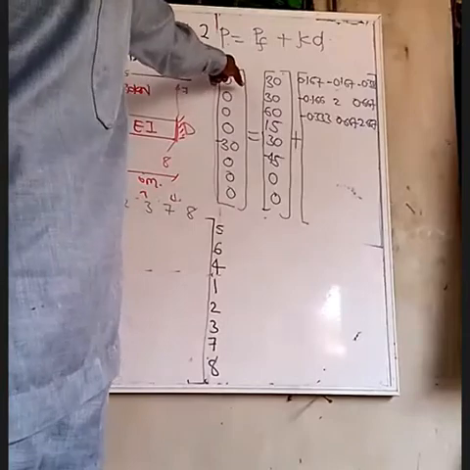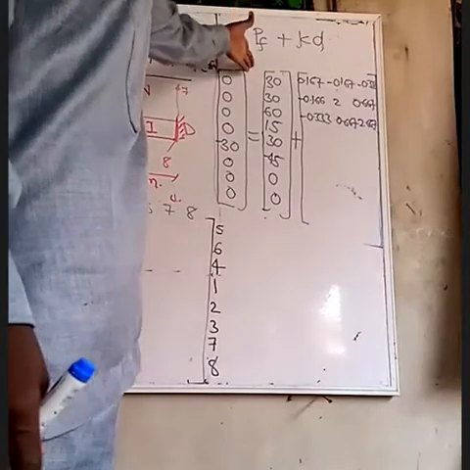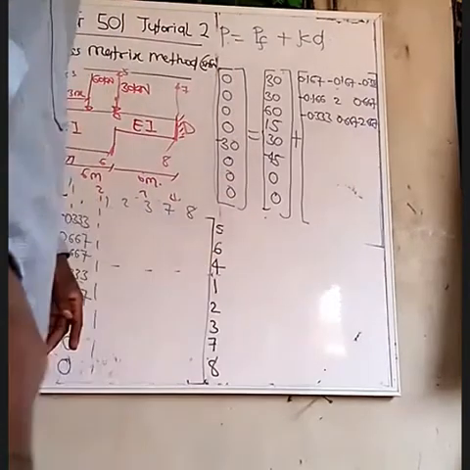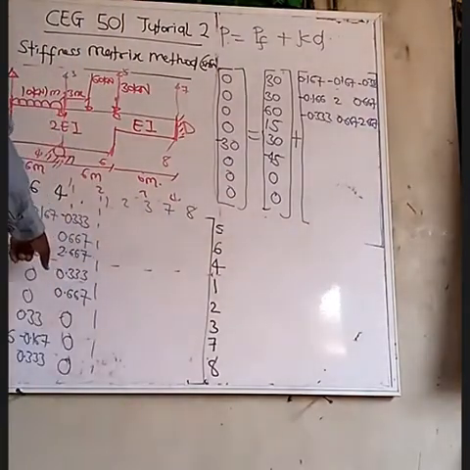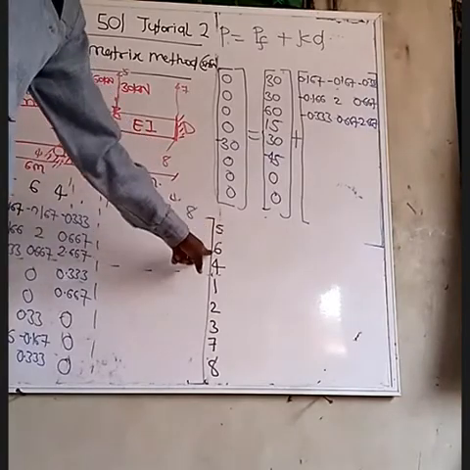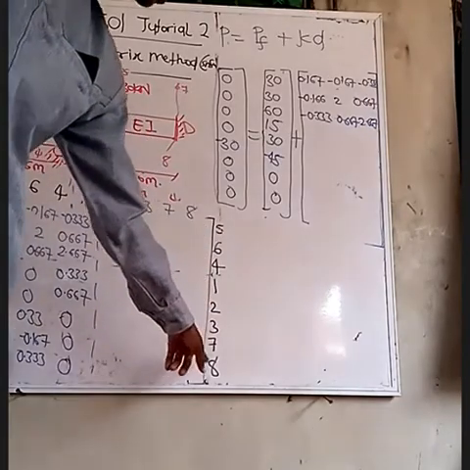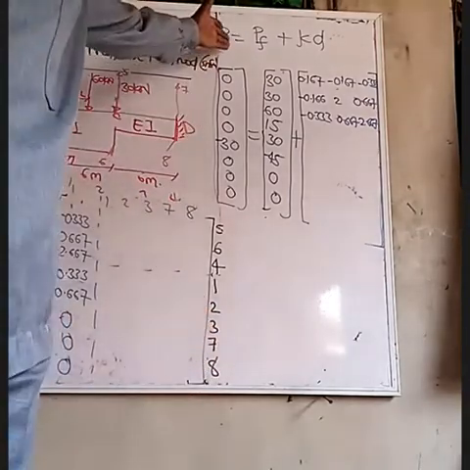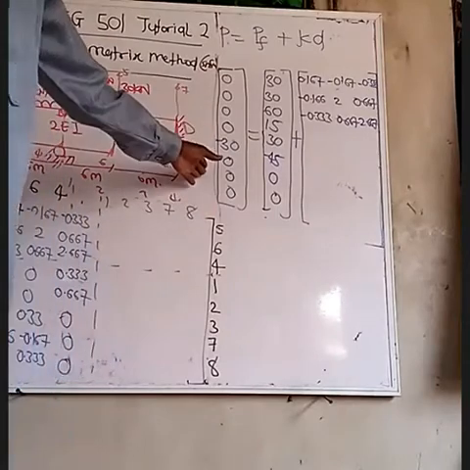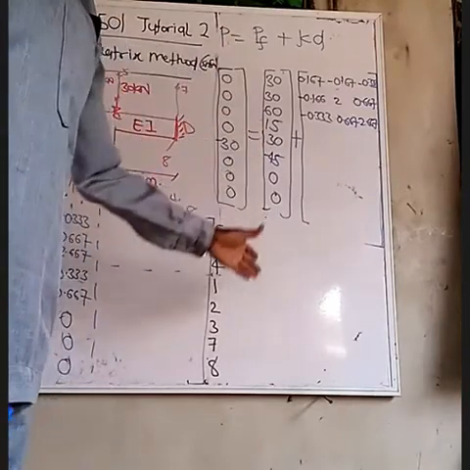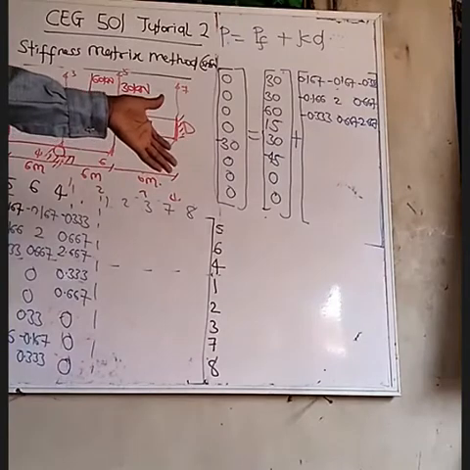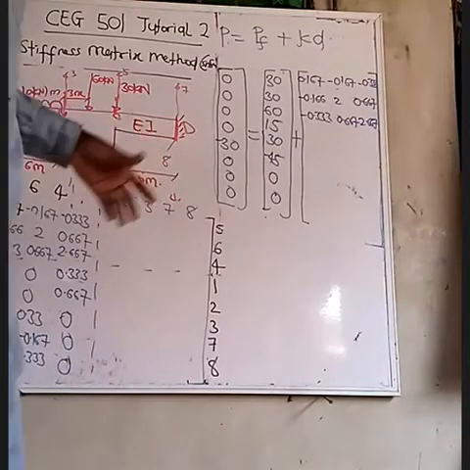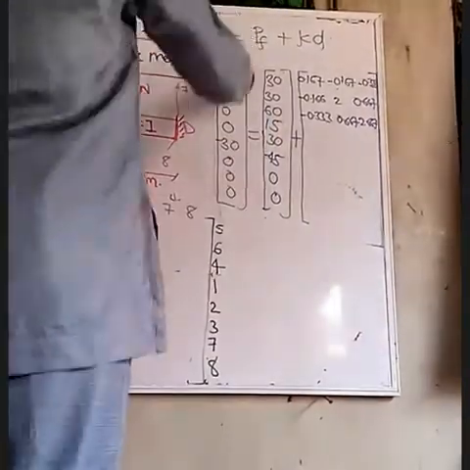We are supposed to arrange it as 5, 6, 4, 1, 2, 3, 7, 8. Because this one here is arranged as what? 5, 6, 4, 1, 2, 3, 7, 8. Are you following me? So that means our load matrix will also be arranged as 5, 6, 4, 1, 2, 3, 7, 8. Is that clear? Yes, sir, I understand now. So we have to change something.